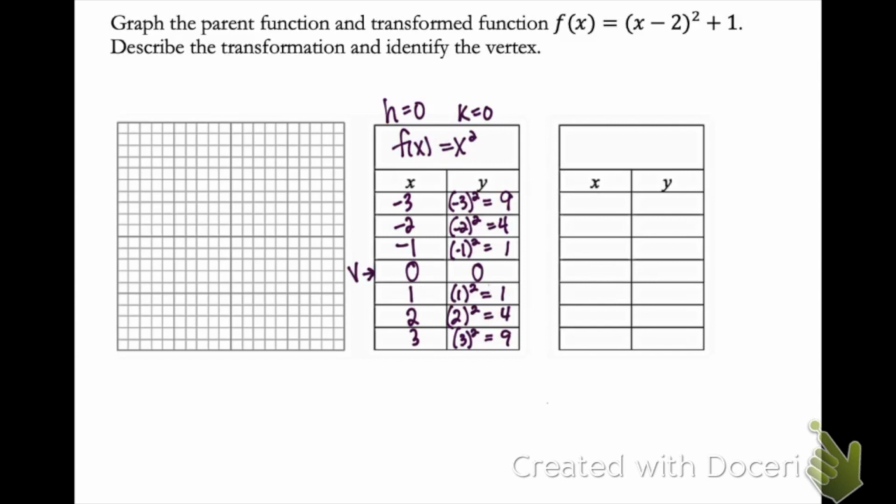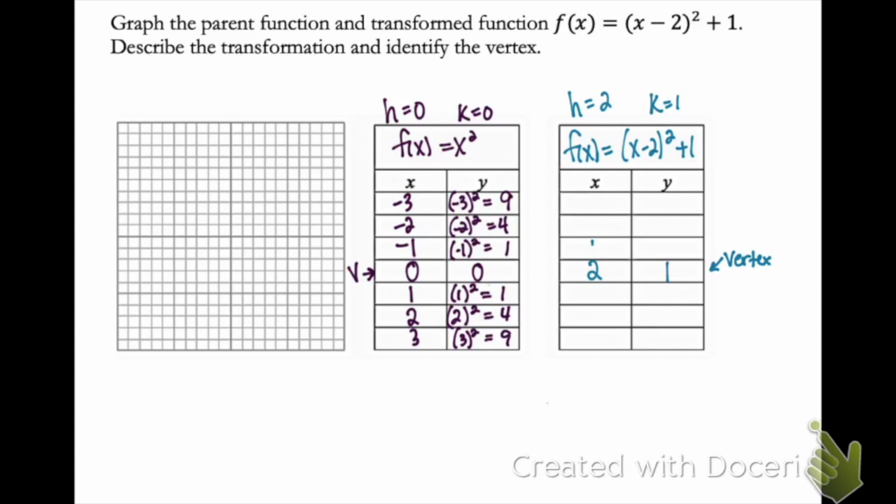Okay, on to our transformed function here. So go ahead and write the function in the box at the top of your table. And we need to find h and k. So in this case, our h is going to be a positive 2, and k will be positive 1. So let's stop and look at this for a minute with our h value. It was x minus 2, but I always need to change the sign of h whenever I pull it out of the equation. So we've got a positive 2 for our h. And my vertex I went ahead and wrote in the middle of my table.